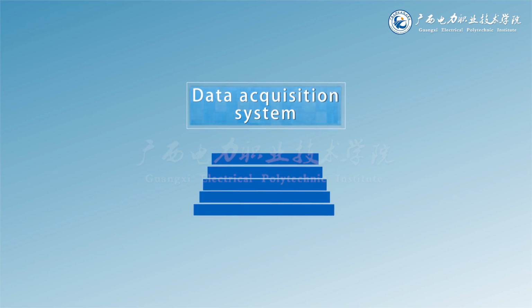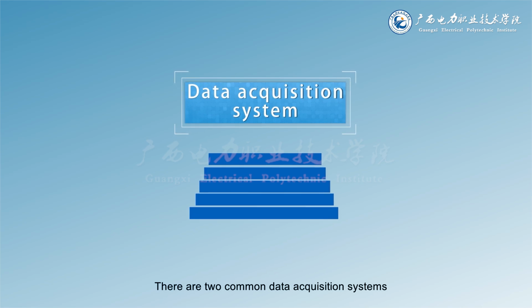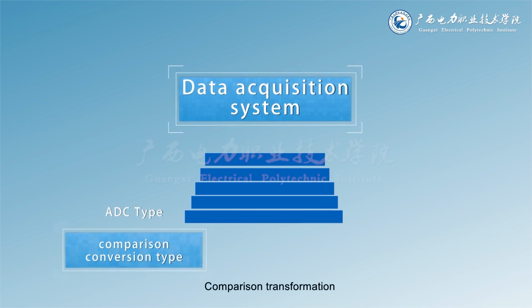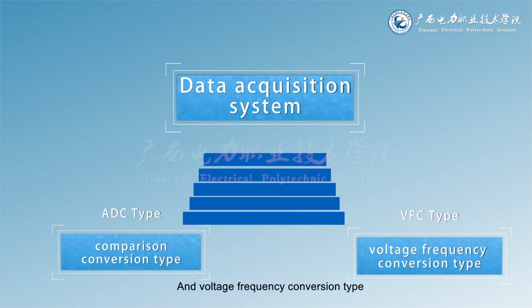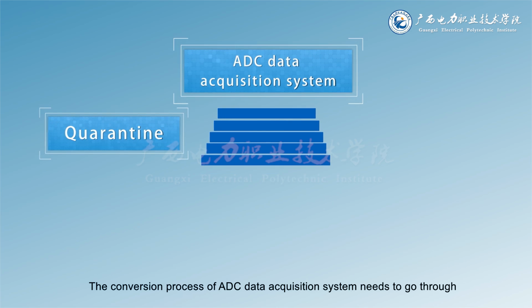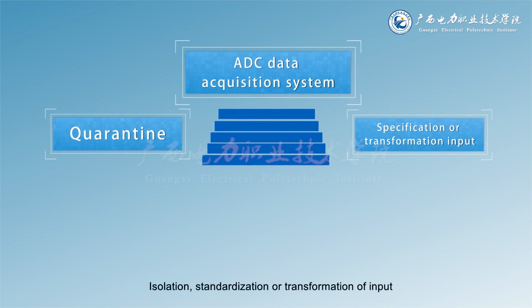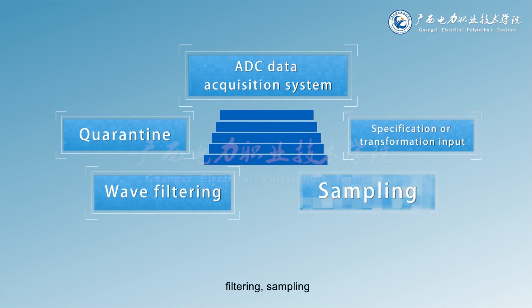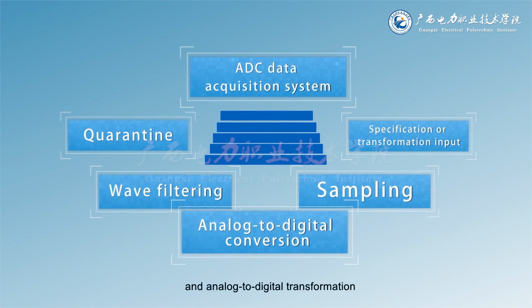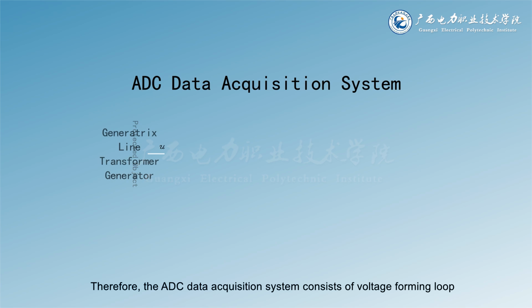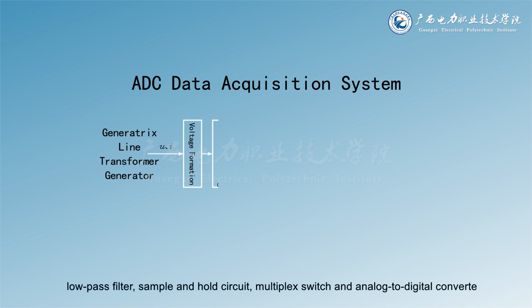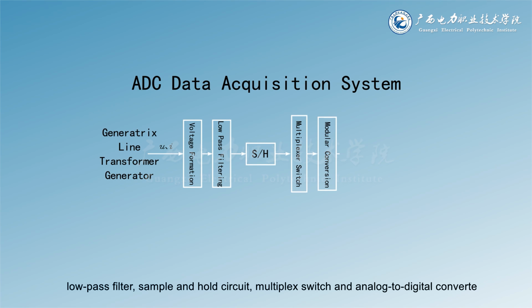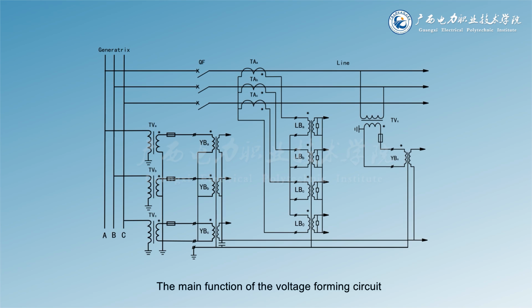According to different analog to digital conversion methods, there are 2 common data acquisition systems: comparison transformation and voltage frequency conversion type. The conversion process of the ADC data acquisition system needs to go through isolation, standardization or transformation of input, filtering, sampling, and analog to digital transformation. Therefore, the ADC data acquisition system consists of voltage forming loop, low-pass filter, sample and hold circuit, multiplex switch, and analog to digital converter.